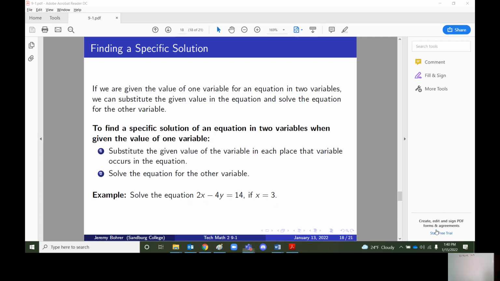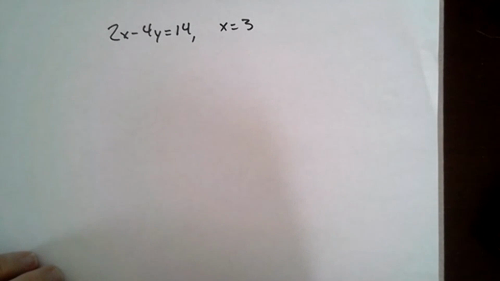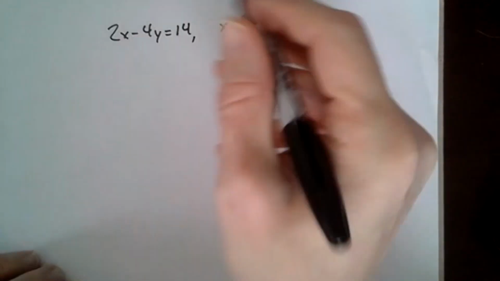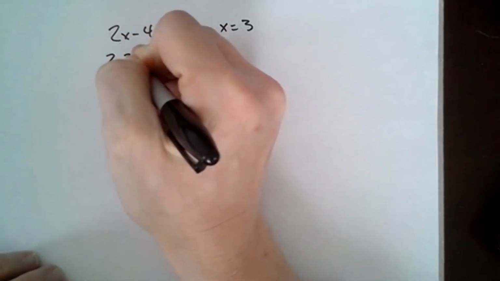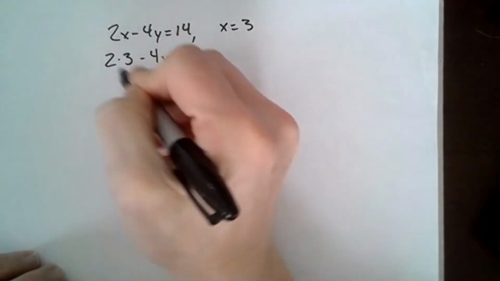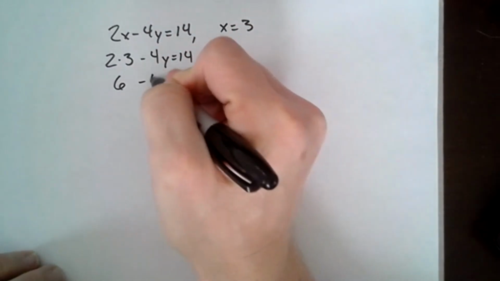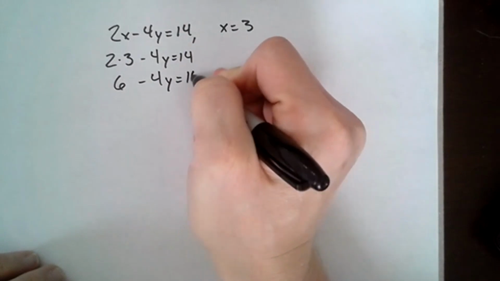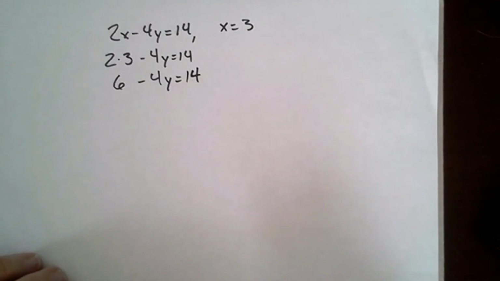So to do this, we've got 2x minus 4y equals 14, and we know that x equals 3. So the first thing we're going to do is plug in the value of x. So that's 2 times 3 minus 4y equals 14. So that's 6 minus 4y equals 14. Well, now I'm just going to start solving for y.